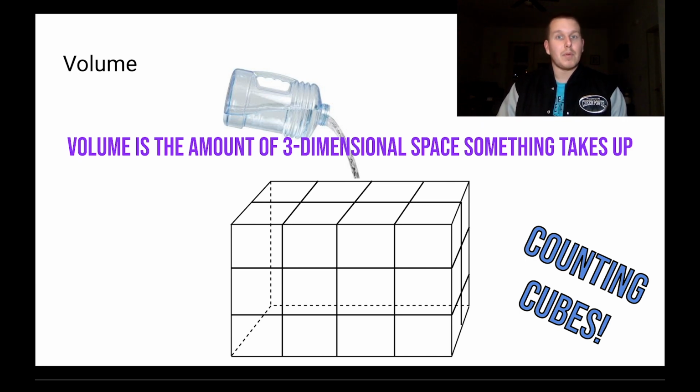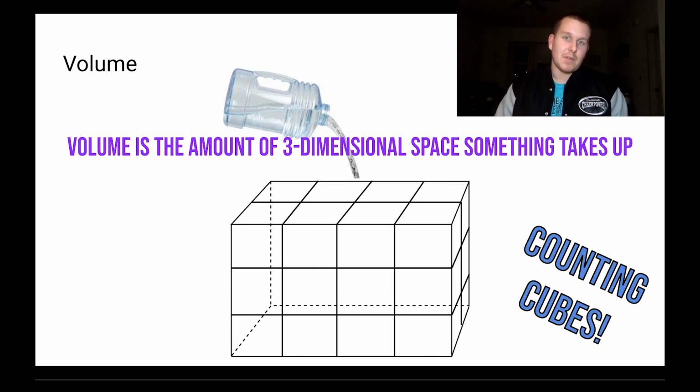So, remember, with perimeter, we were counting lines. With area, we were counting squares. Now we're in that third dimension, so we're going to be counting cubes. And what that also means is we're going to be having cubic units or units cubed. So remember that when you're labeling your units.